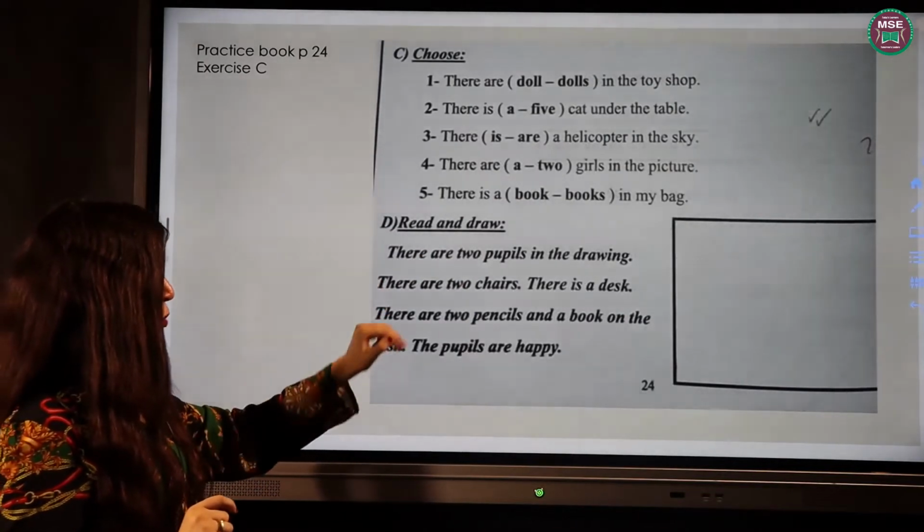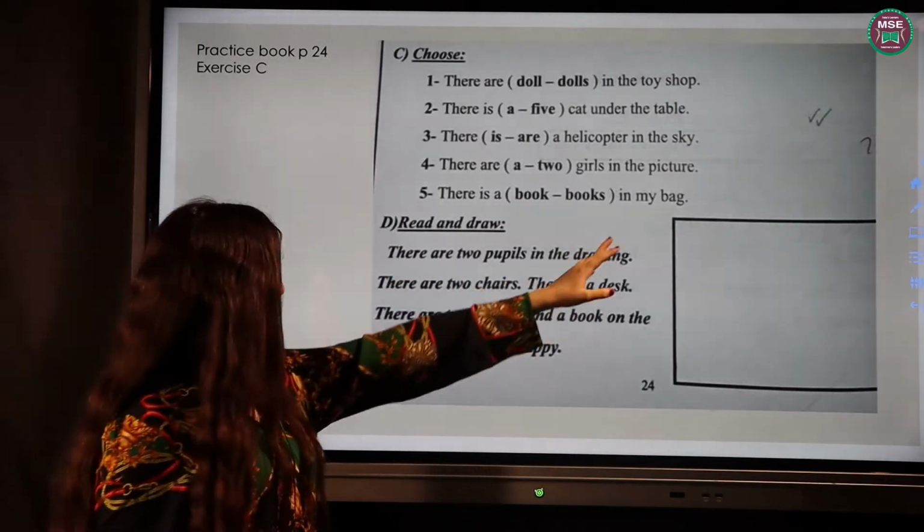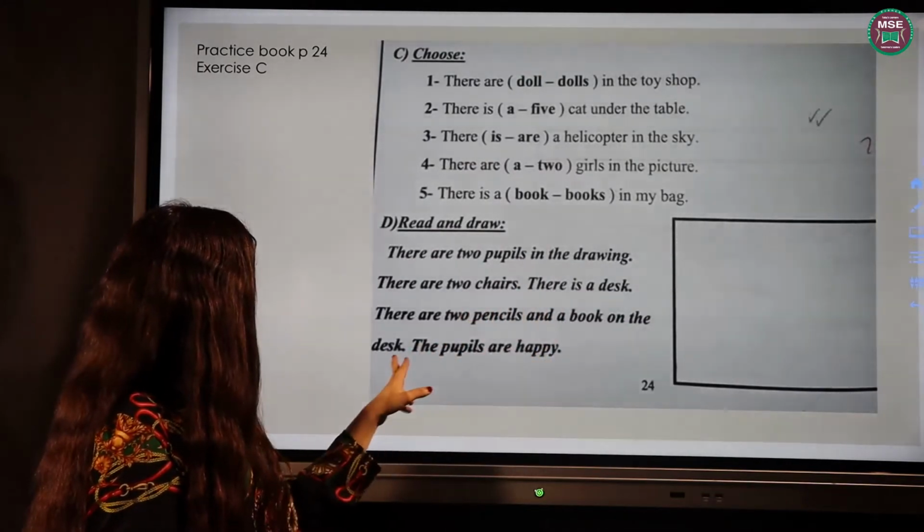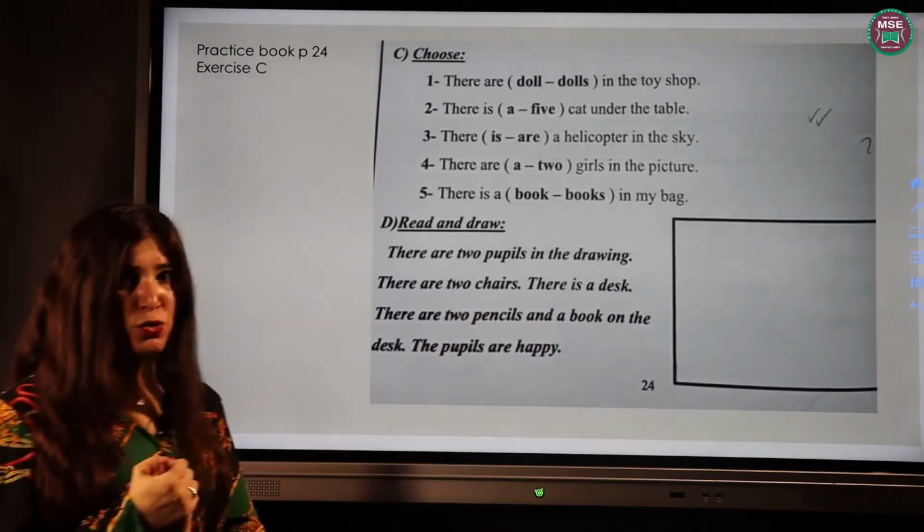So, read and draw. I want to draw two pupils, two chairs, a desk, two pencils, and a book on the desk, and the pupils are happy. Can you do it? I'm going to see who is the perfect one.